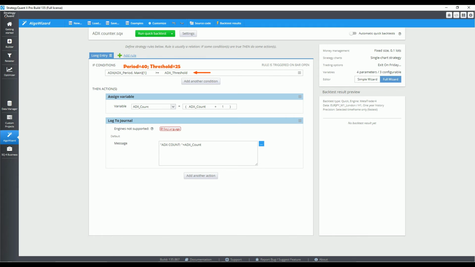If the ADX value is 25 or more, a trend is present. The variable ADX count, which is initially set to 0, will be increased by 1. In addition, the MT4 journal will log the current value of ADX count. At the end of the 11-year backtest, I will check the journal for the final ADX count.